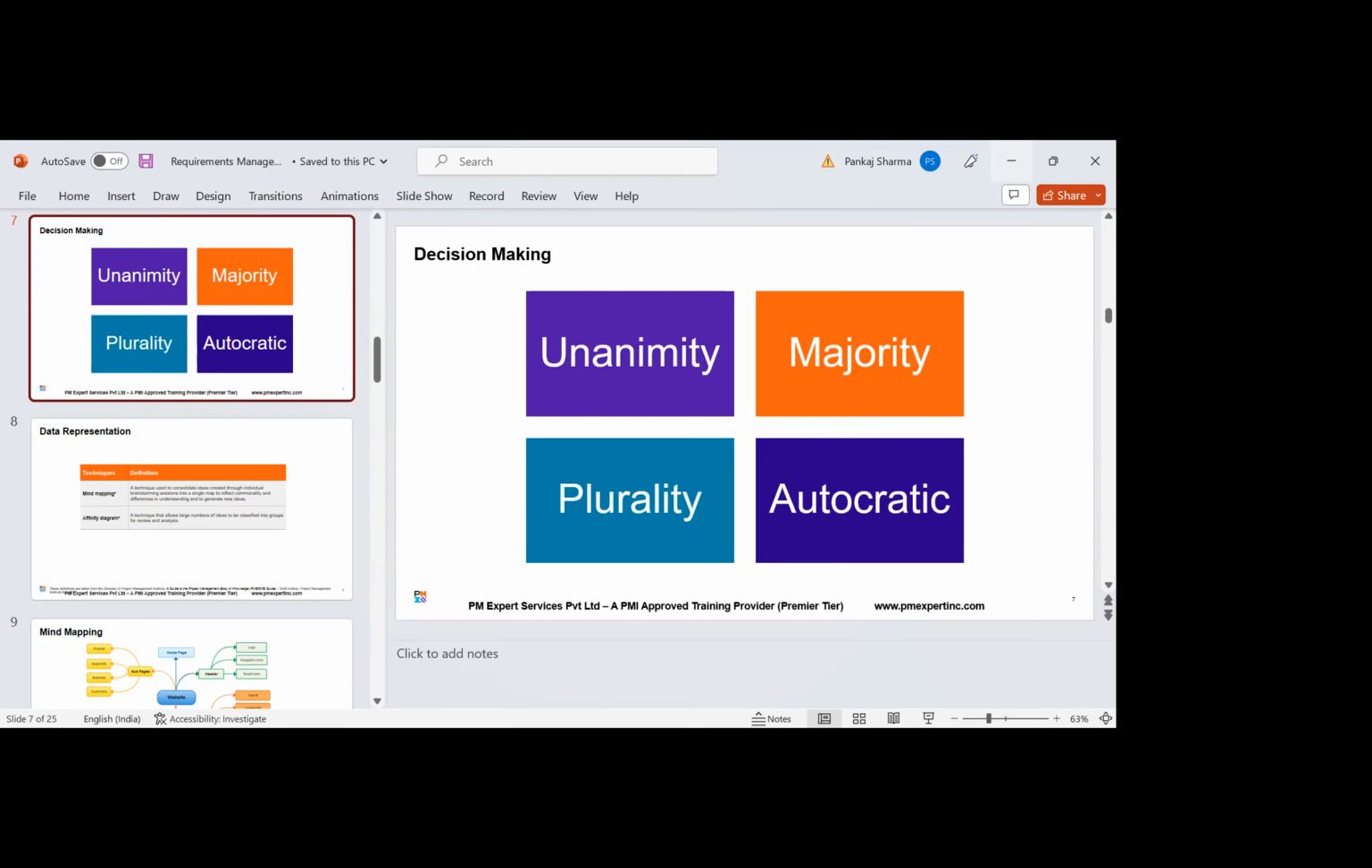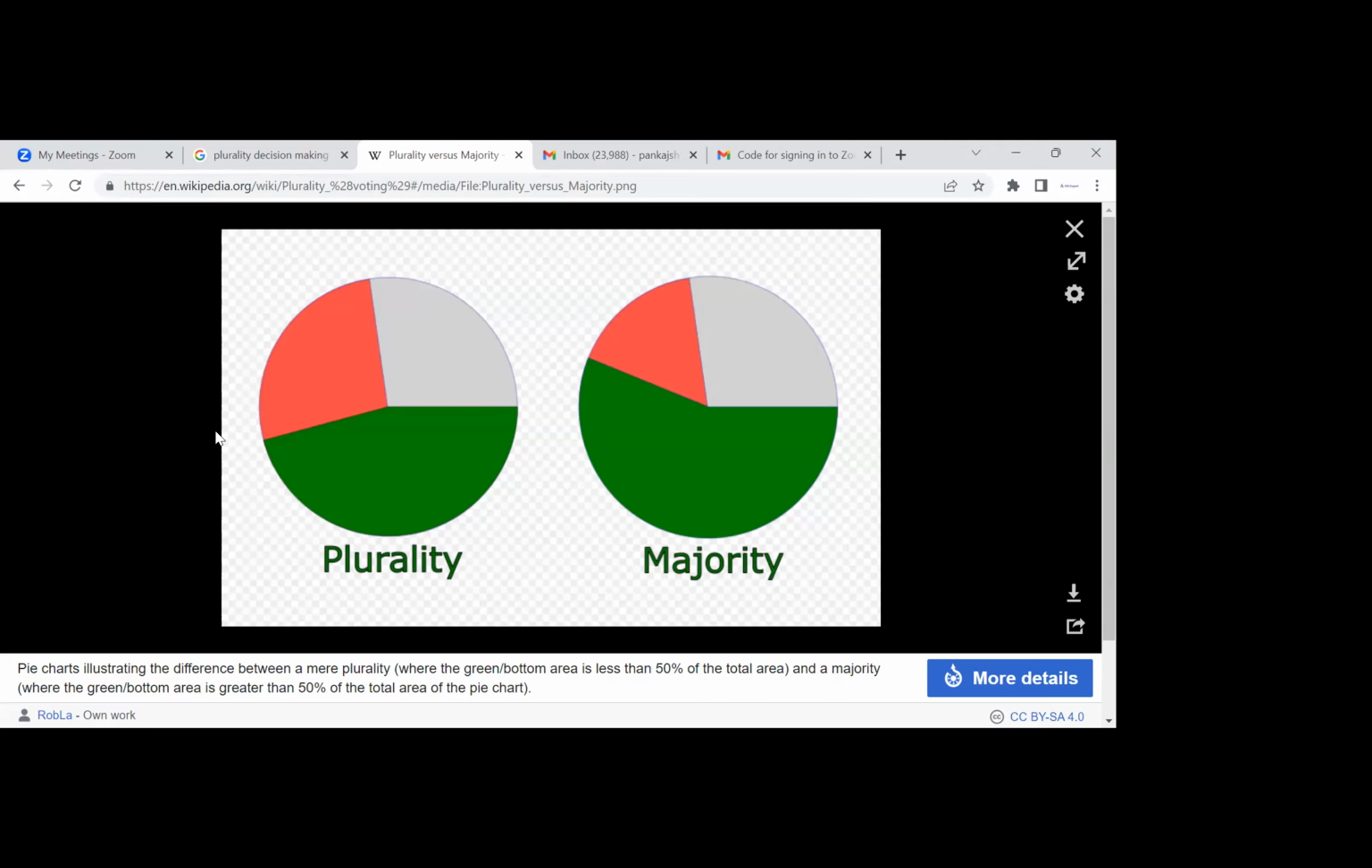Now, Divya, can you understand with this diagram? If you see this diagram, more than 50% of the vote went to green. It's a clear majority. Now, if you see this one, there are three groups, but has anyone achieved more than 50%? No. But which has achieved the larger share? The green one has received the larger section, right?